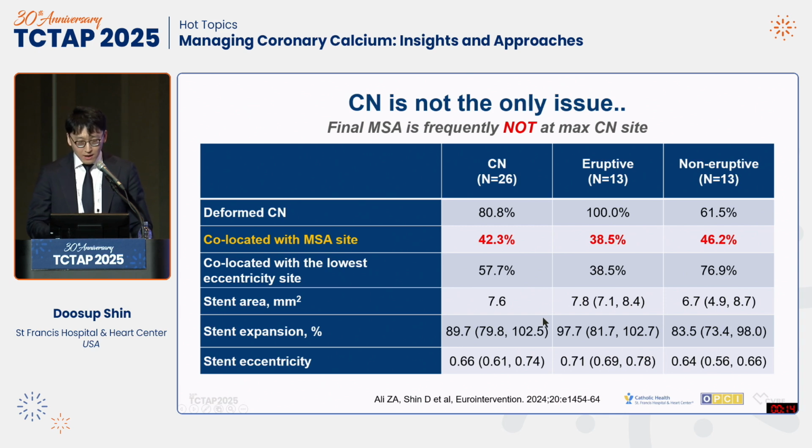Calcified nodule is not the only issue, because your final MSA frequently is outside of the calcified nodule. About 60% of the cases had the MSA located outside of the calcified nodule. So it's not the only problem. The entire lesion needs to be prepped well.